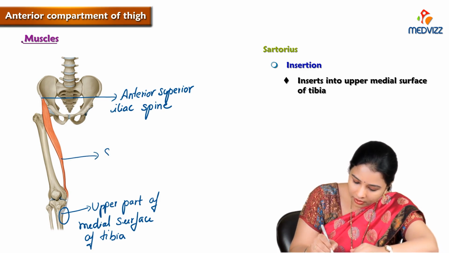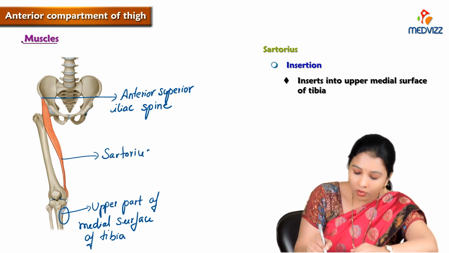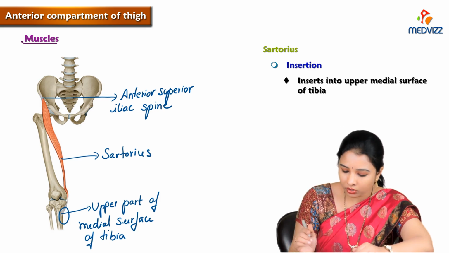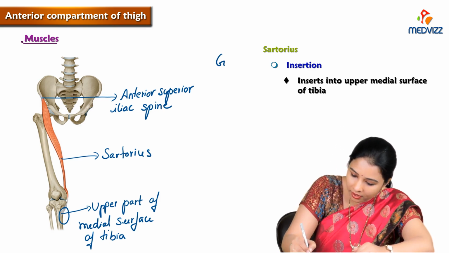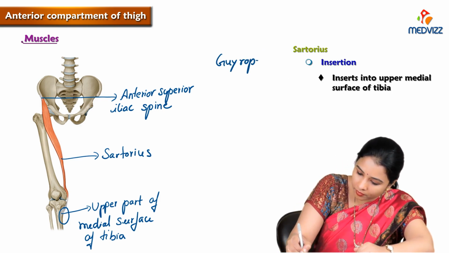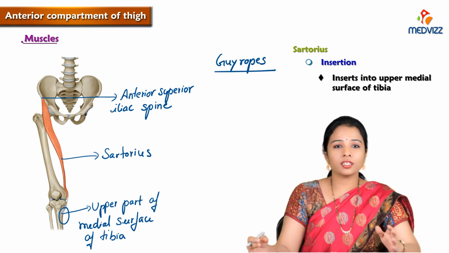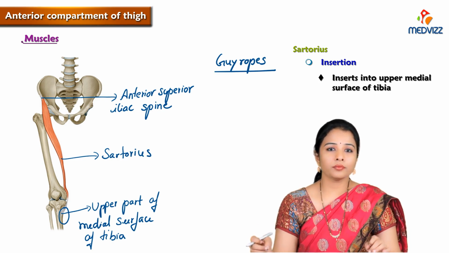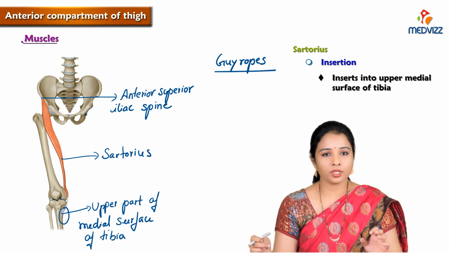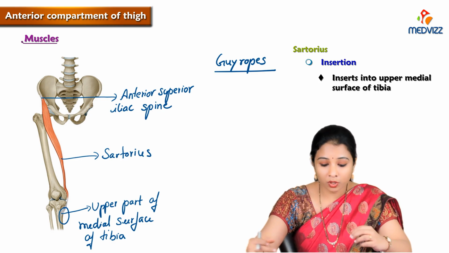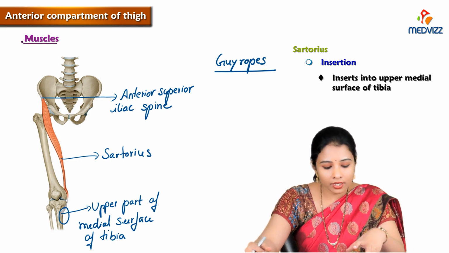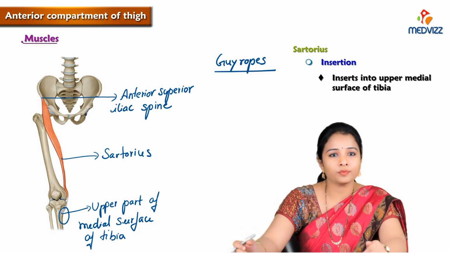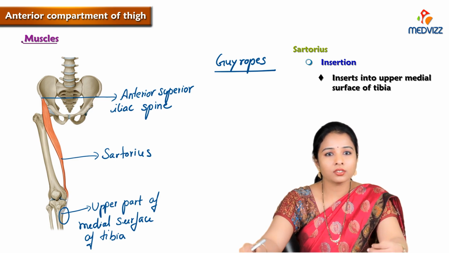So Sartorius along with semitendinosus and gracilis are called what? I am writing here 𝐼𝐻𝐵𝐻𝐿 muscle, because they are from 3 different compartments of the thigh and insert to the upper medial aspect of the tibia, stabilizing the pelvis, because all the 3 muscles get origin from the hip bone. So that is about the Sartorius.